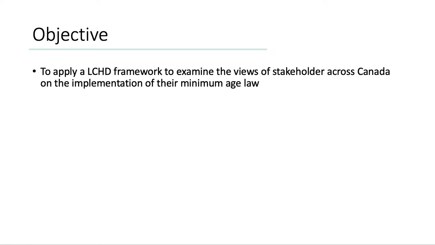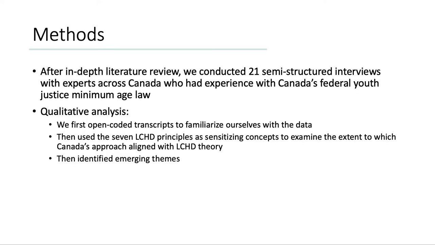Our objective in this paper was to use the life course health development framework to examine the extent to which Canada's minimum age law policy conforms to key principles and concepts of child development. We interviewed 21 experts across Canada to understand their views on Canada's youth justice minimum age of 12. The 7 principles of LCHD model health development, unfolding, complexity, timing, plasticity, thriving, harmony were used as a guiding framework for qualitative data analysis in order to understand the extent to which Canada's approach aligns with developmental science.